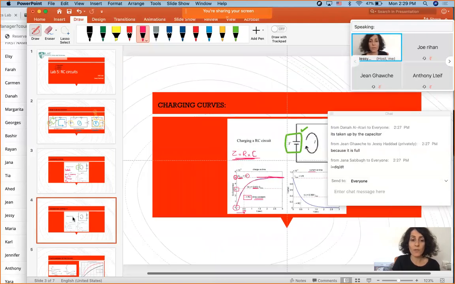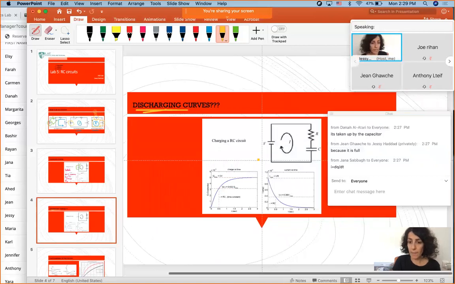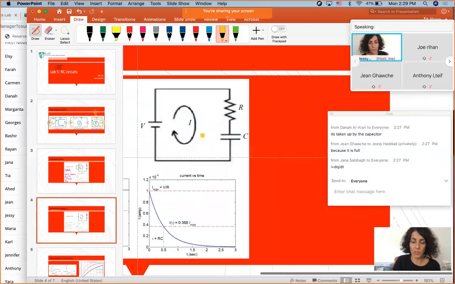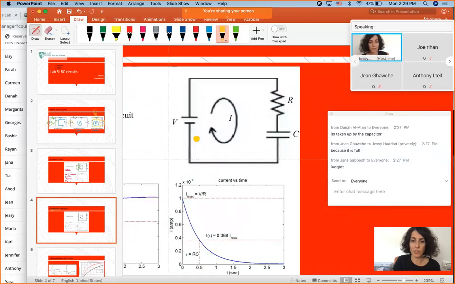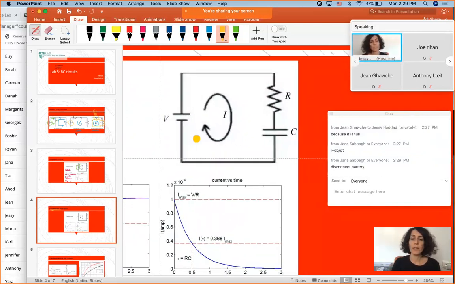I'm going to move to the discharging curve, and I'm going to modify the circuit. I need help. How do you think I can modify the circuit to make it a discharging circuit? Disconnect the battery. Thank you so much, Jana. Now I have an open circuit, an empty join between R and C. So I'm going to take a wire and join both.